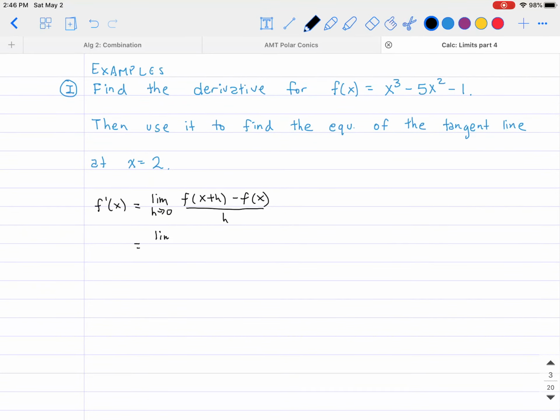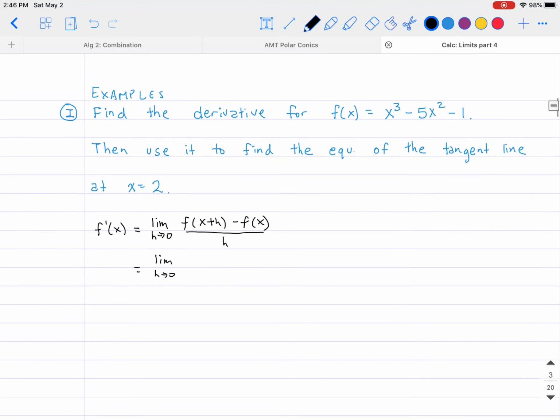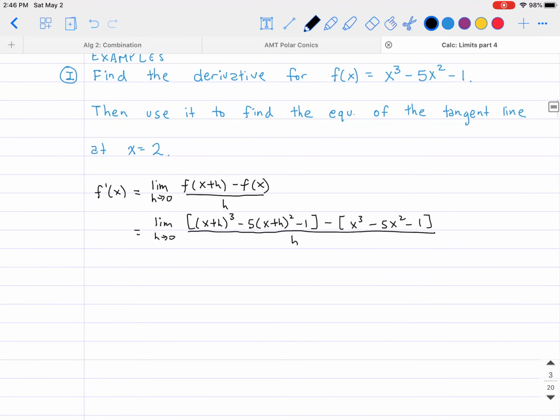All right, so let's see. Limit as h approaches 0. So f of x plus h is going to be x plus h quantity cubed minus 5 times x plus h quantity squared minus 1. And then we have minus f of x, so minus x cubed, and then minus 5x squared, and then minus 1. Take that whole thing, and then all divided by h.